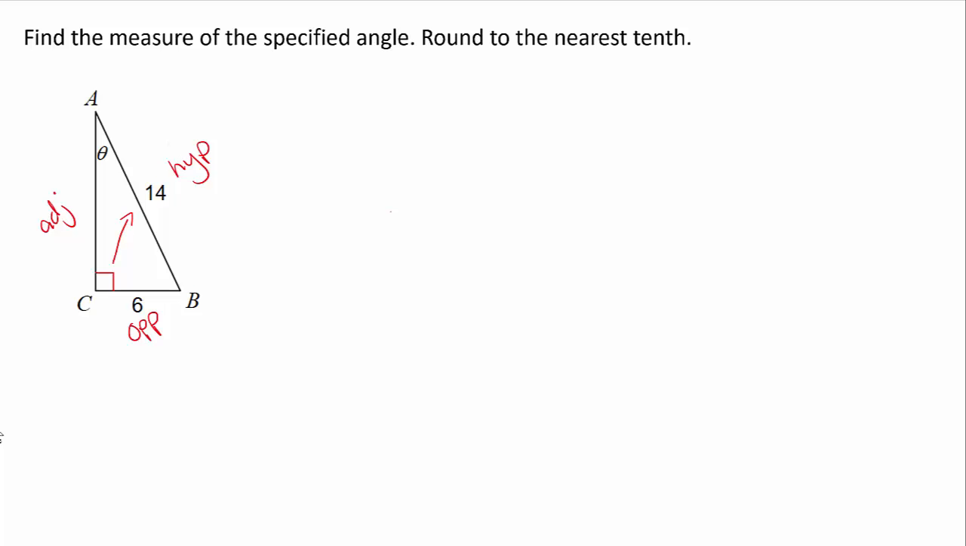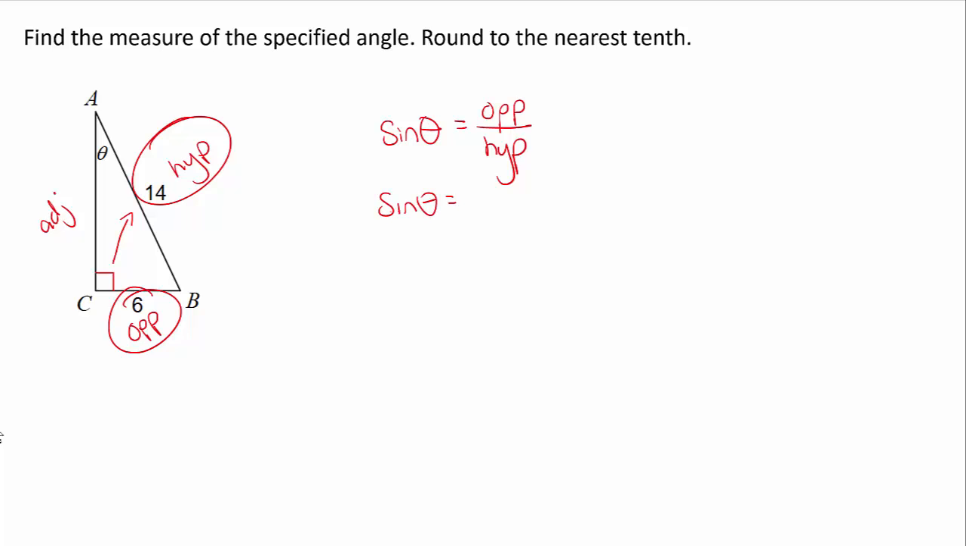I'm going to look at the fact that I have hypotenuse and opposite, and I'm going to go, I must need to use sine for that. So the sine of theta, because theta is what we're trying to find, this angle right here, is equal to opposite over hypotenuse. And now we're going to plug in what we know. We still don't know theta, but we do know that the opposite is 6 and the hypotenuse is 14.